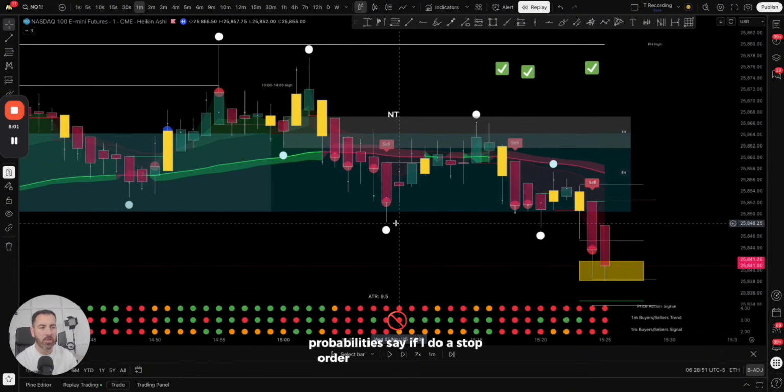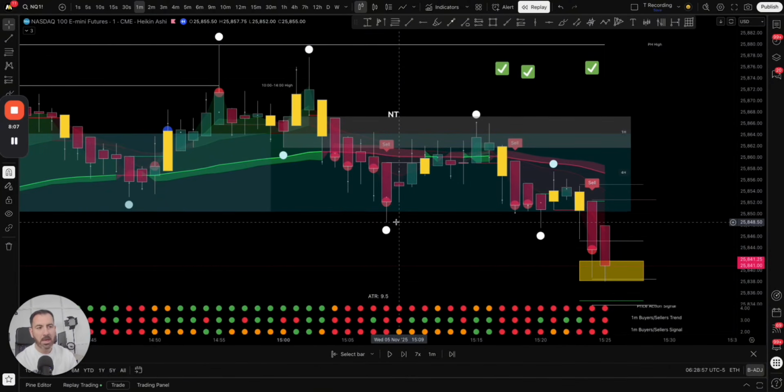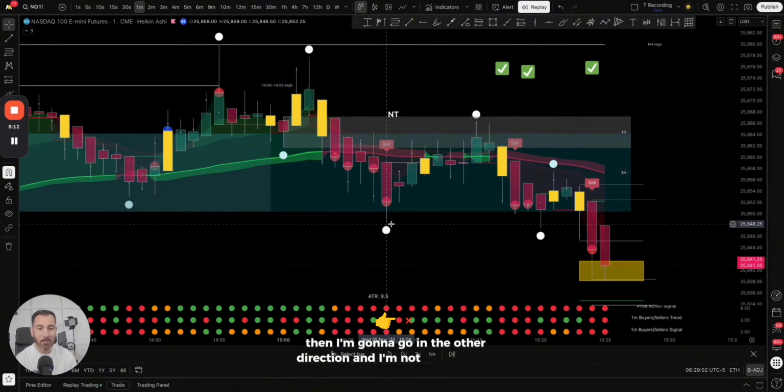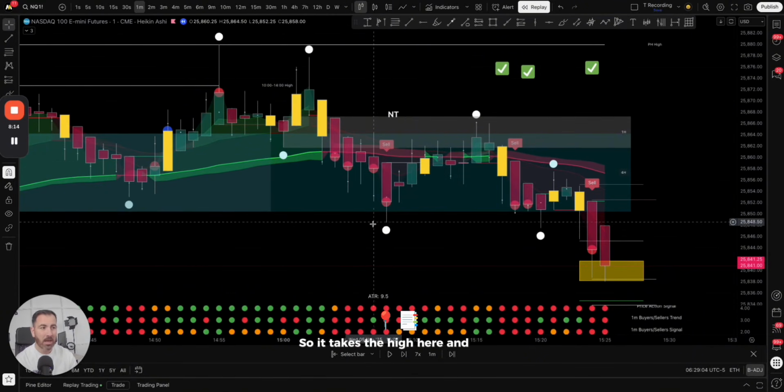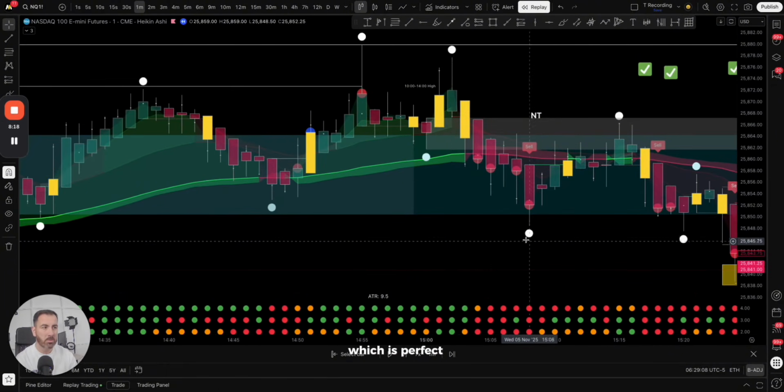Probabilities say that if I do a stop order here and I'm under it, then if volume pushes through, I've got a very, very high probability of going to target. If volume doesn't take me through it, then I'm going to go in the other direction and I'm not in that trade. So it takes the high here and our order is off. No trade. So that's still 3 winners, which is perfect.